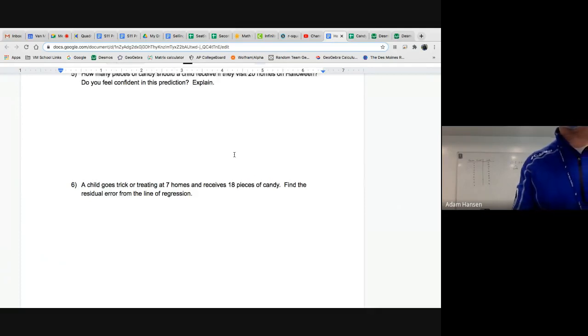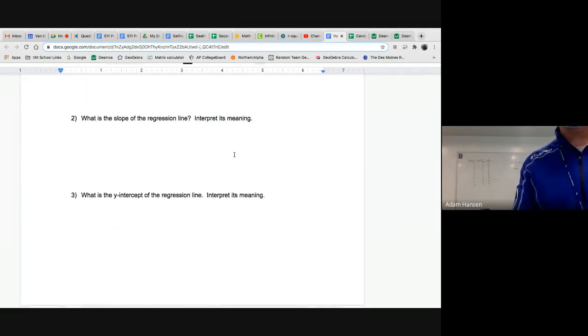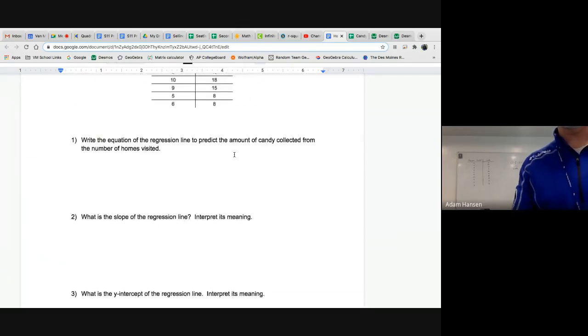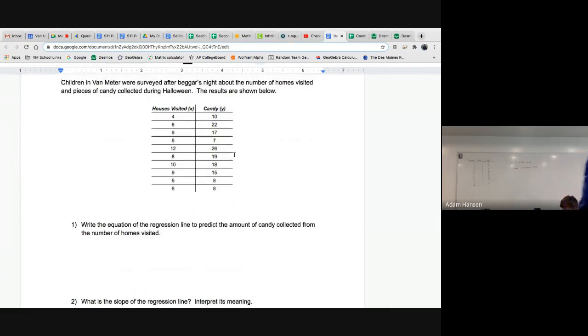Take about 5 or 10 minutes. I'll let you finish up the rest of front and back on page 2. Everyone know what they're doing? If you need any help writing down the interpretation for slope and y-intercept, I've left some general statements on the back wall here for you to use. Interpret in context for homes and candy.